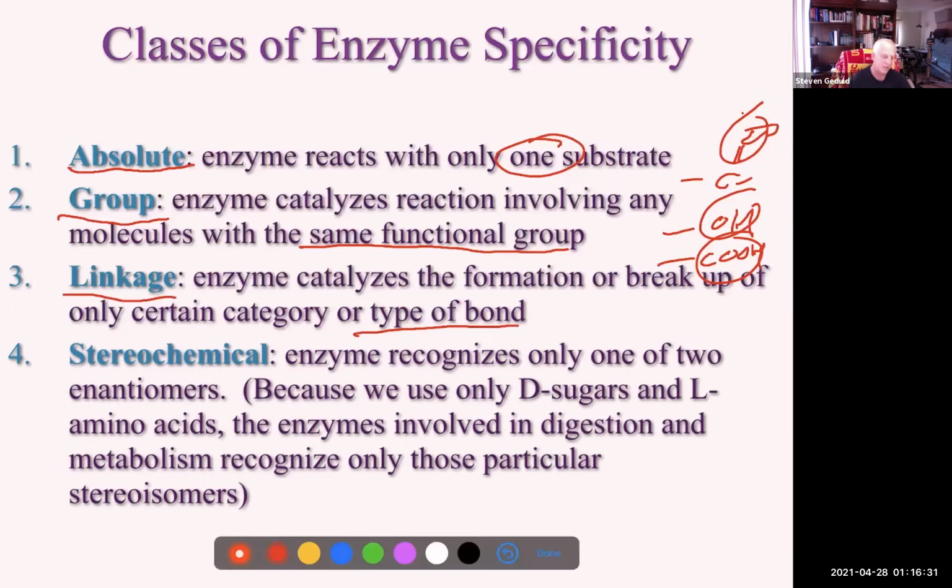And then there's stereochemical. So you have four types: absolute, group, linkage, and stereochemical. In stereochemical, the enzyme recognizes only one of two enantiomers. Remember, enantiomers rotate plane polarized light either right or left. So D or L, like D or L sugars, D or L amino acids.